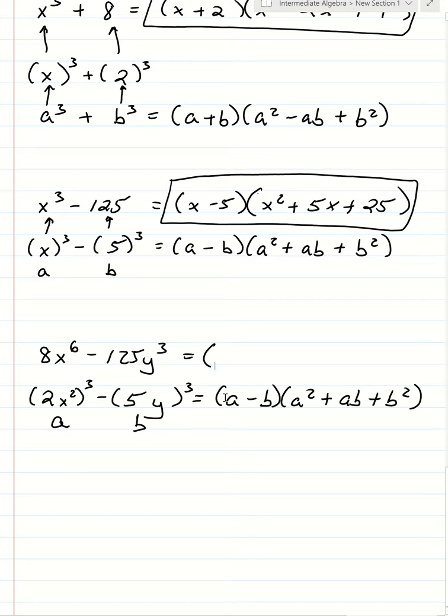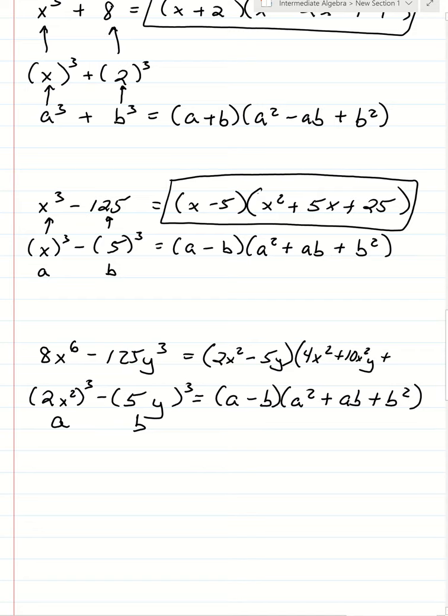So a is the 2x squared minus b is the 5y. Now I need to take a and square it. If you take 2x squared and square it, you would get a 4x to the 4th. The next sign is going to be the opposite, so it's plus. Now I have to take a times b. If I take a 2x squared and multiply it with the 5y, that would give us a 10x squared y.